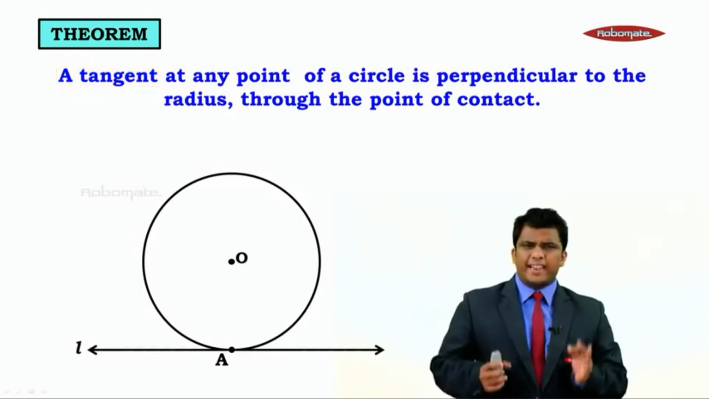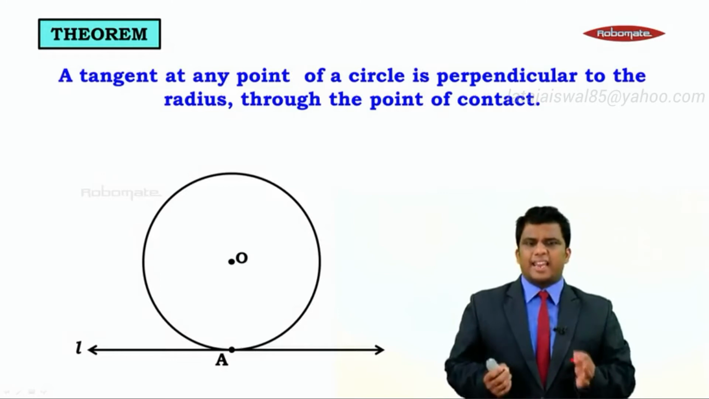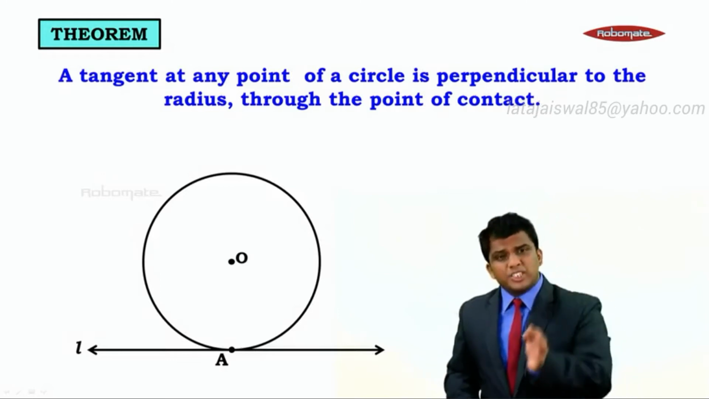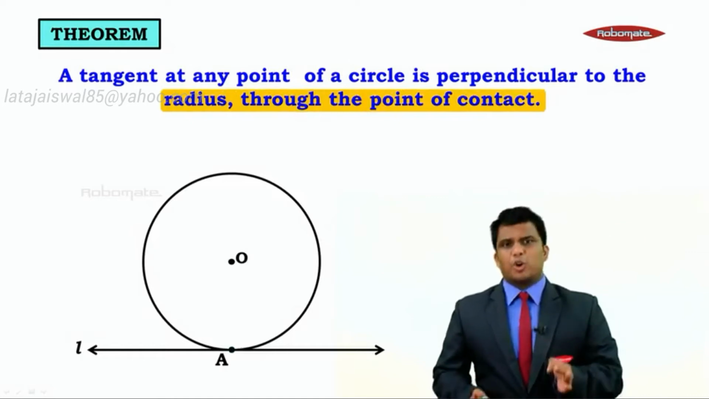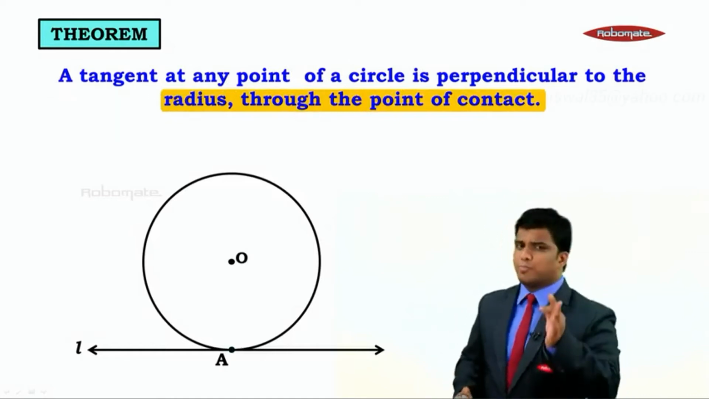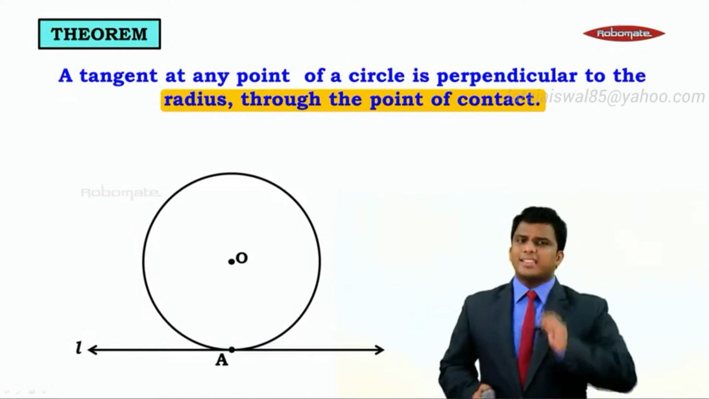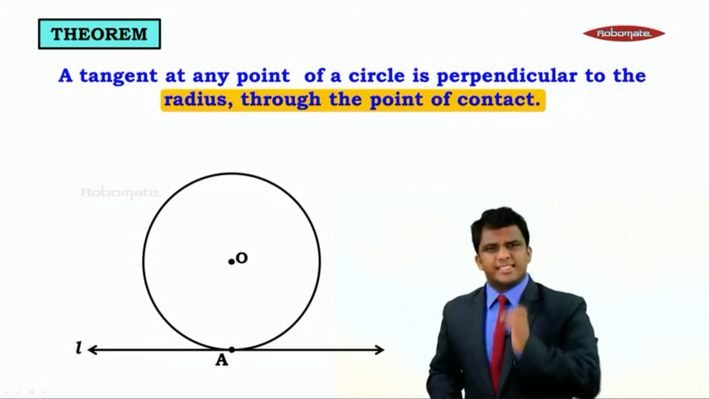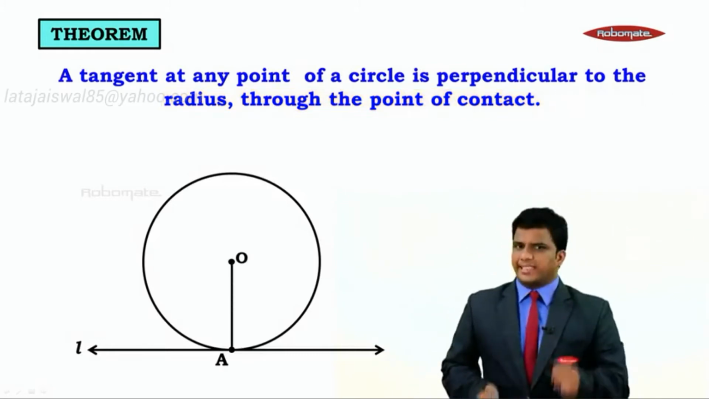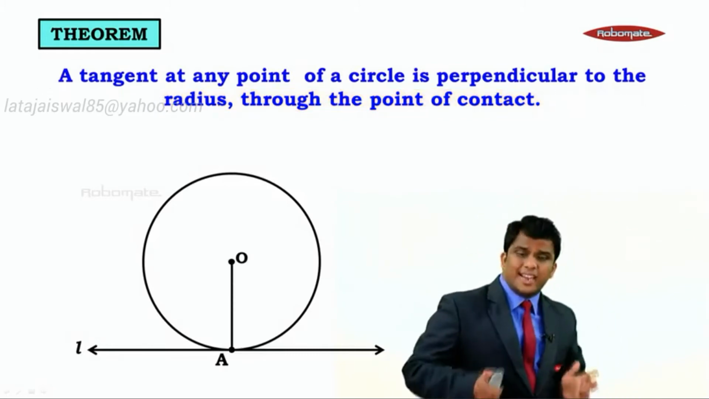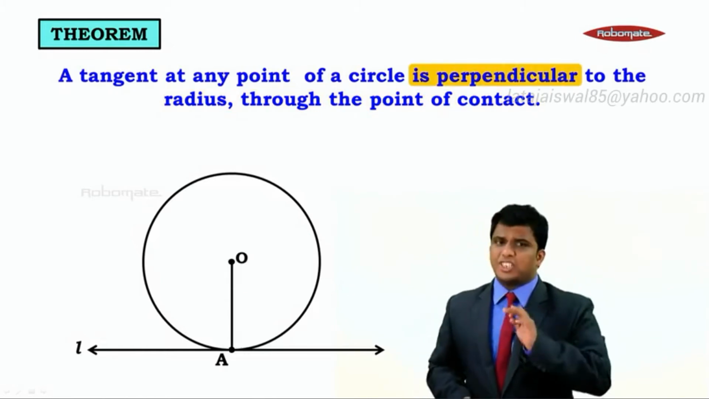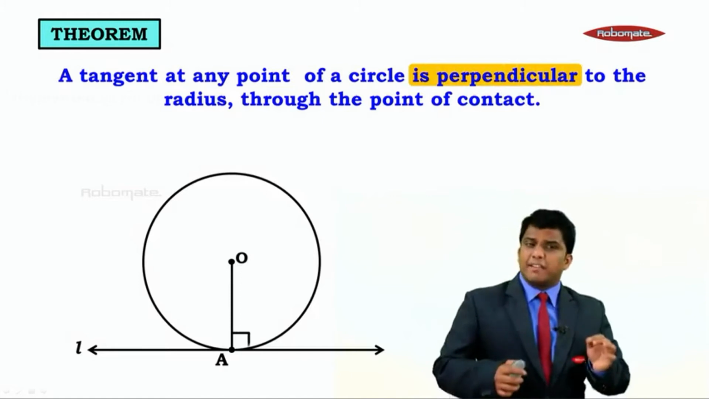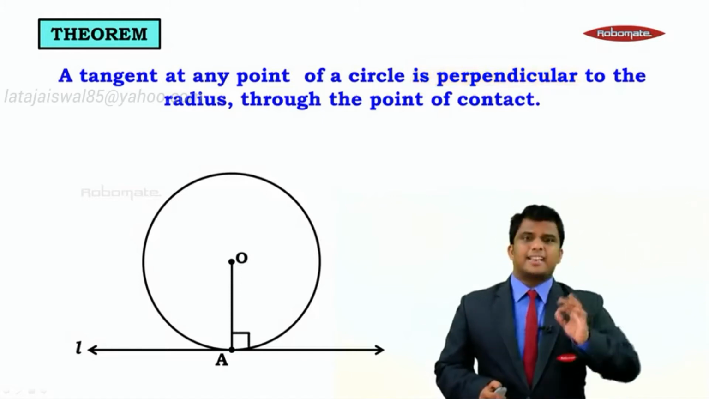Now we need to find a special relation of this line L, that's a tangent, with one more special segment, which is the radius. But this radius has to be drawn through the point of contact. So A is the point of contact, and O being the center, segment OA is the required radius. Now what is the relation between the tangent and the radius? It said they are perpendicular to each other. That means, children, we can now understand that they intersect at a right angle.